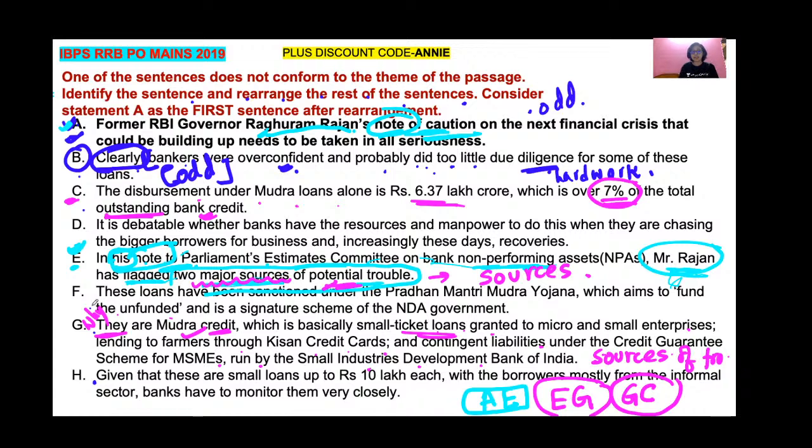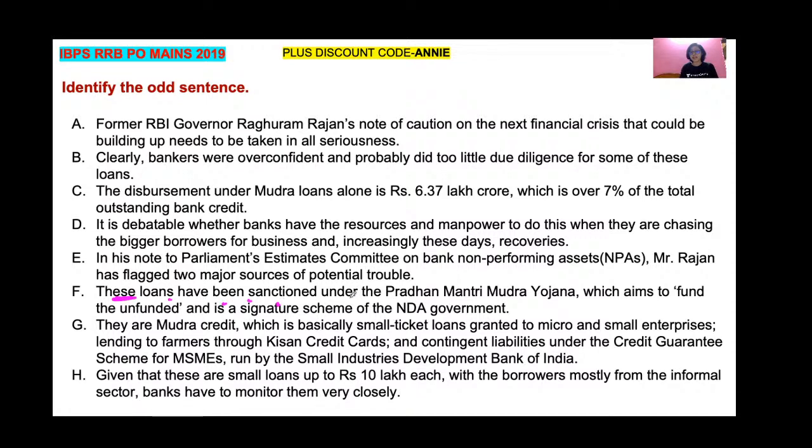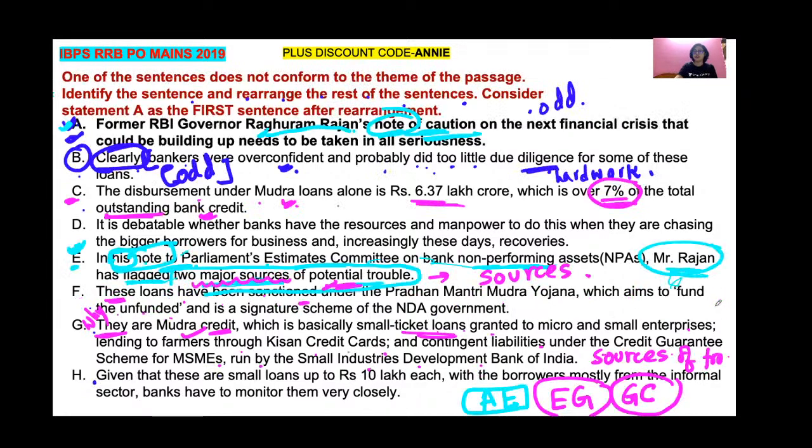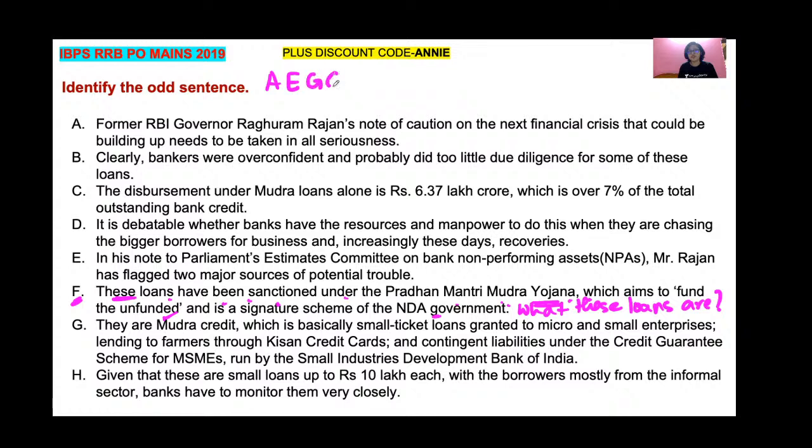Now you see sentence F talks about the Mudra loans, these loans. These loans have been sanctioned under the Pradhan Mantri Mudra Yojana, which aims to fund the unfunded and is a signature scheme of the NDA government. So F says what these loans are. Okay, now we have got this sequence AEGC. Let's write this here, AEGC. Now after C we have to put F. See, F is a pair because F says what these loans are. So this is your keyword here, these loans. Okay, so CF is a pair, right?